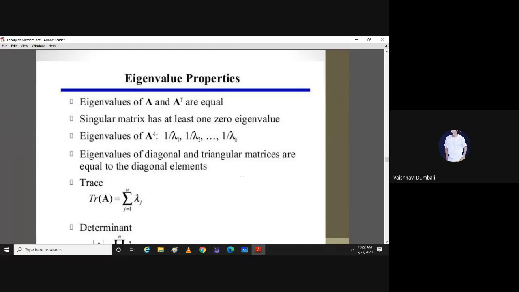So can you repeat it? If eigenvalues of A are lambda 1, lambda 2, lambda 3, then eigenvalues of A raised to m, A की power m, are lambda 1 raised to m, lambda 2 raised to m, lambda 3 raised to m, which is not mentioned here.